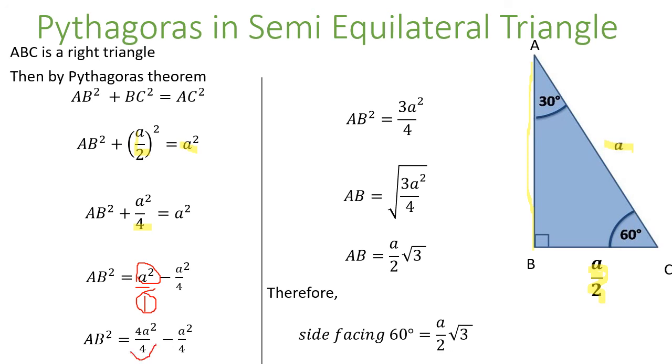Then we can subtract them. 4a square minus a square, the answer will be 3a square over 4. But this is AB square, and we want AB, not AB square. We apply radical on both sides. A square is squared, then the square cancels the radical for A only, and 4 is 2 square, so also we can cancel the square for 2, then A over 2 radical 3. So therefore the side facing 60 is A over 2 radical 3. It's a general rule, we can use it without proving it.